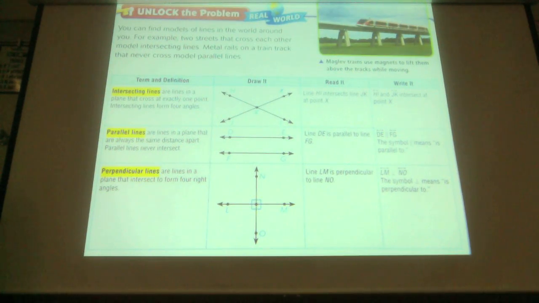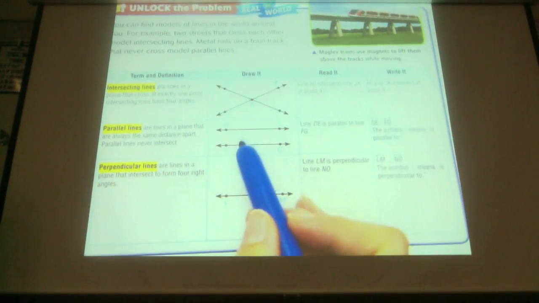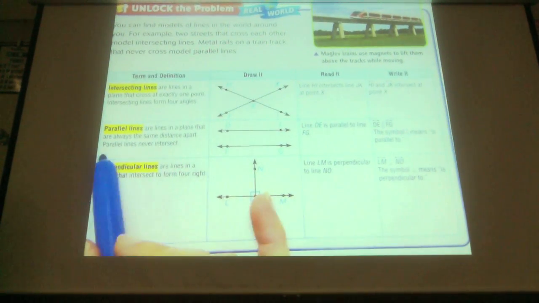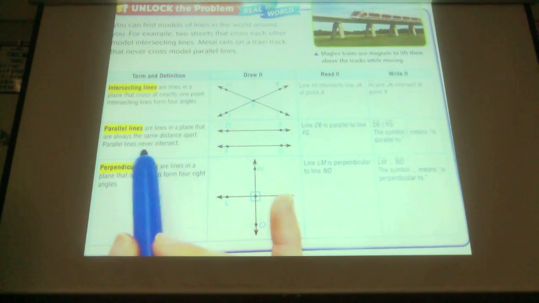Yeah, they don't have stop signs like we do most of the time. There are some places where trains actually do cross each other. But overall, trains run parallel to each other. That means right next to each other, never, ever crossing because we don't want them to crash. Okay? Parallel lines are lines in a plane that are always the same distance apart, and they never cross.